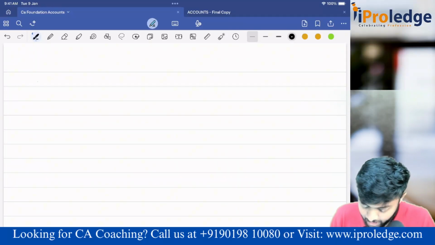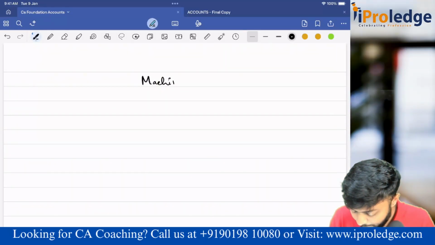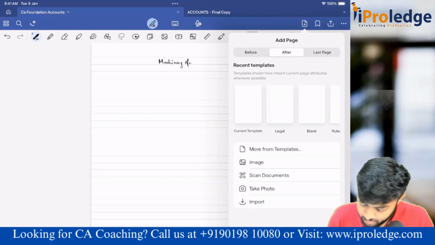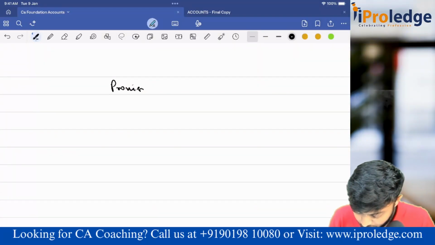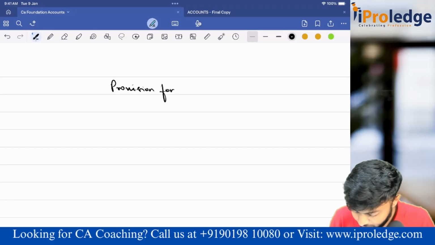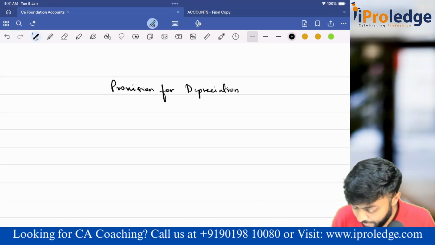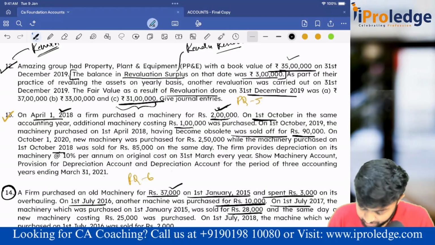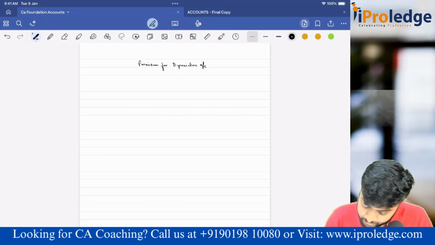So first, the accounts required are machinery account, then provision for depreciation account. Then one more account they have asked, that is depreciation account. This also we will cover.